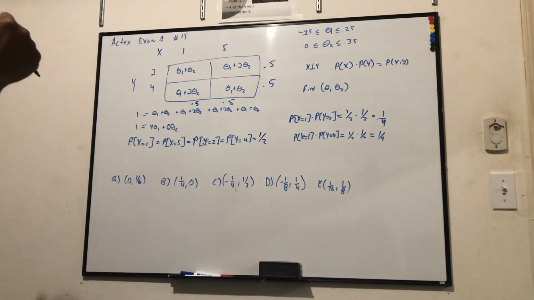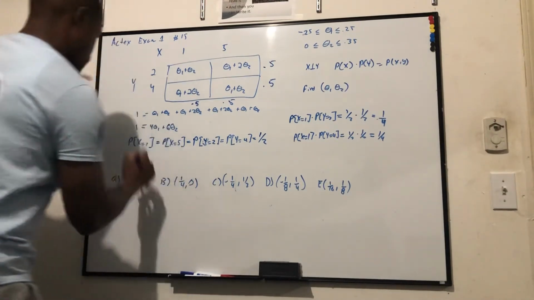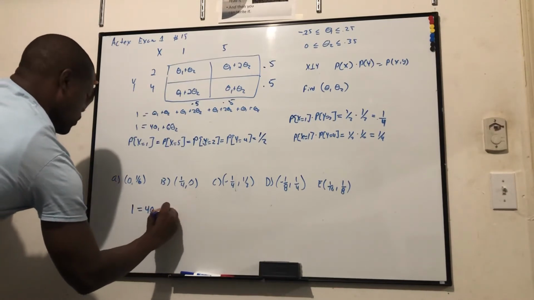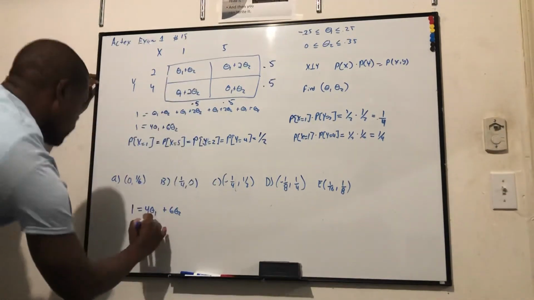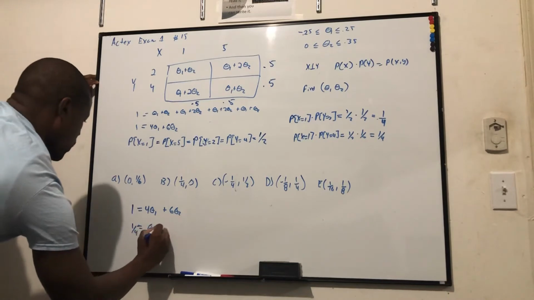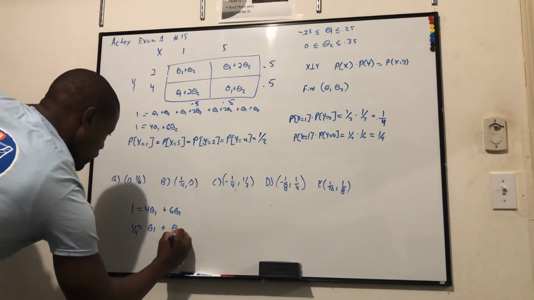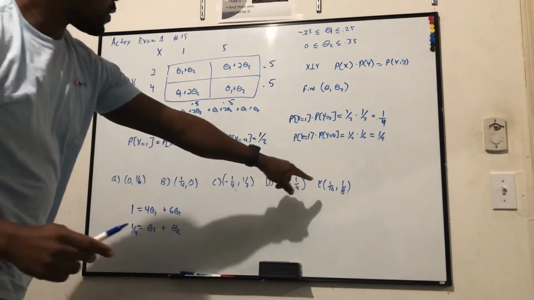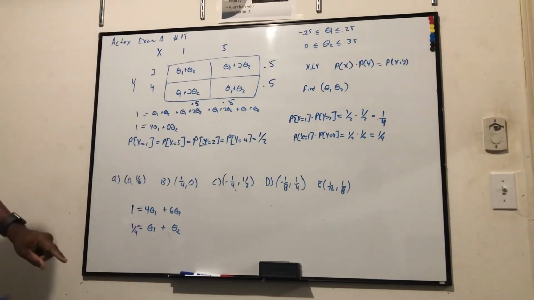Now all we have to do is use these two equations. One equation is 1 equals 4 theta 1 plus 6 theta 2. And the other one, let's just use this one right here, that this is equal to a quarter, or theta 1 plus theta 2. Now, which one of these, following our constraints here, tells us the right answer?